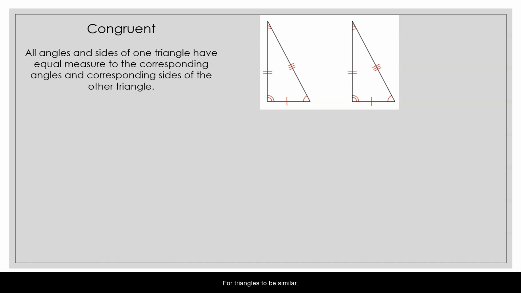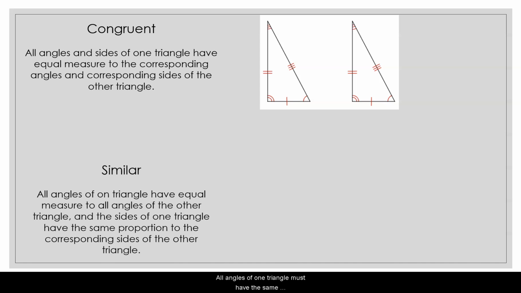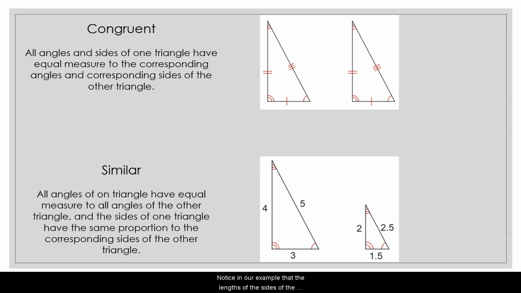For two triangles to be similar, all angles of one triangle must have the same measures as the corresponding angles on the other, but the sides must share a constant proportion. Notice in our example that the length of the sides of the first triangle are twice the lengths of the corresponding sides of the second triangle.